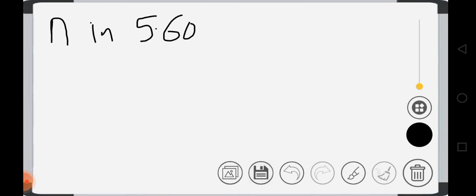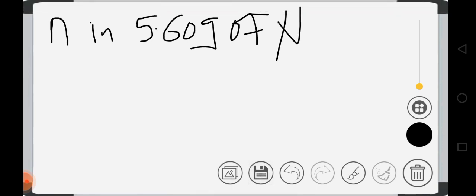All right, from the question, we're told that we should look for the number of moles in 5.60 grams of sodium carbonate. So this is the question.